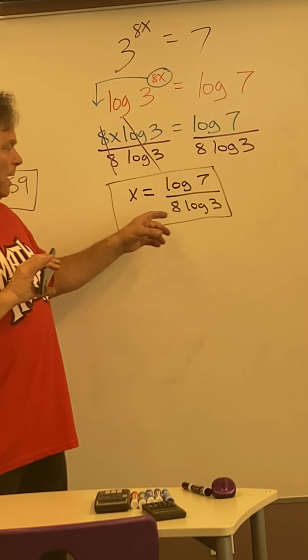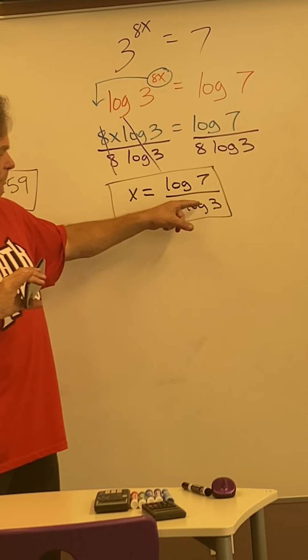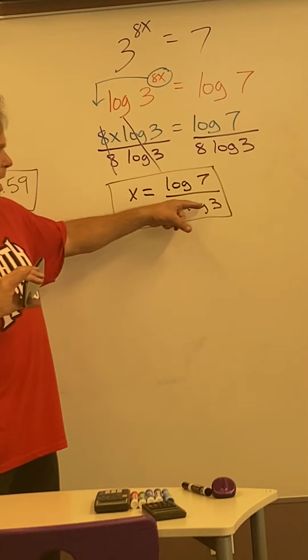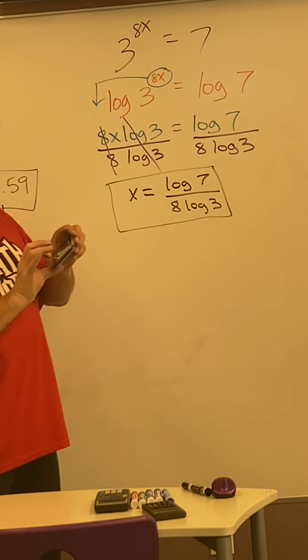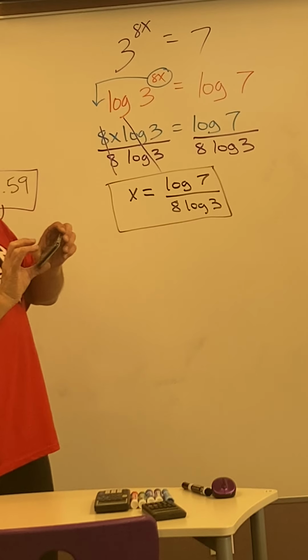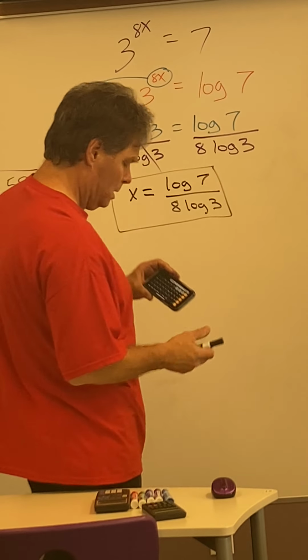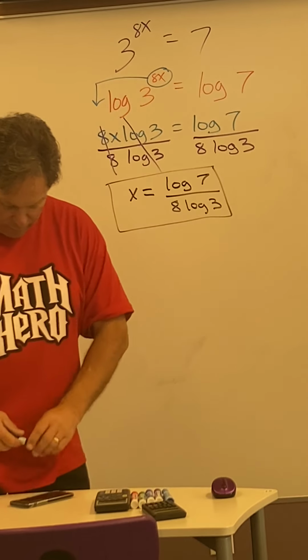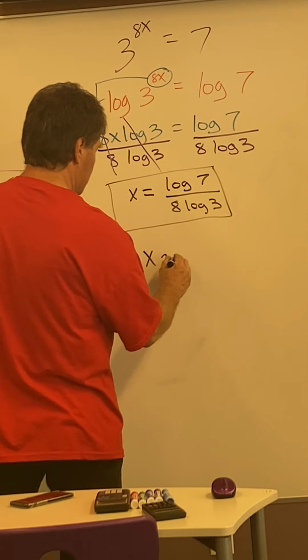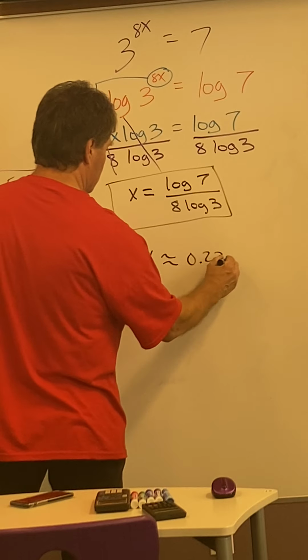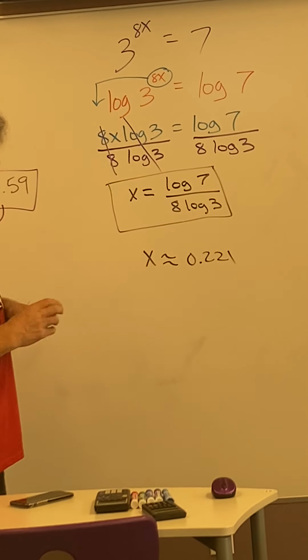Now, what is 3.8169? It's just 8 times this. It's this whole quantity. If I wanted to actually do this division, I'm going to have to hit equals again. And it gives me 0.2214. And then the 3 significant digits is 0.221. So x is approximately equal to 0.221. And that would be the answer.